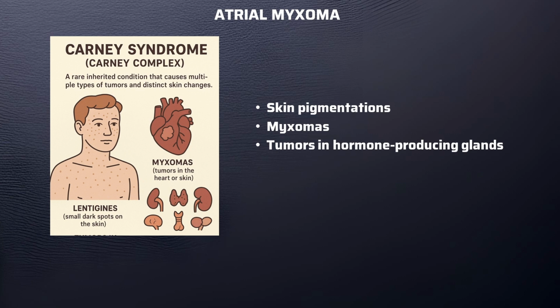Carney syndrome or Carney complex. This is a rare inherited condition that causes multiple types of tumors and distinct skin changes. People with this disorder often develop skin pigmentations. Those are small dark spots on the skin, myxomas in the heart or skin, and tumors in hormone producing glands such as adrenal, thyroid gland, pituitary, or reproductive organs. Now, because these glands can overproduce hormones, symptoms may include cushingoid features or acromegaly, depending on which gland is affected.